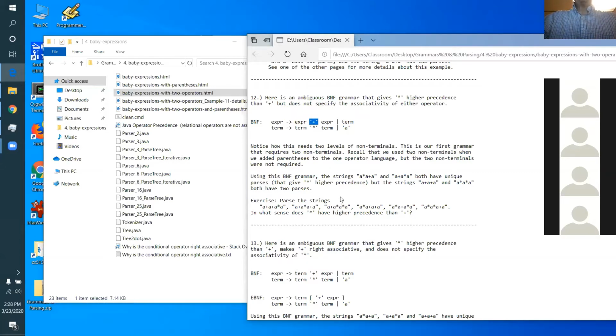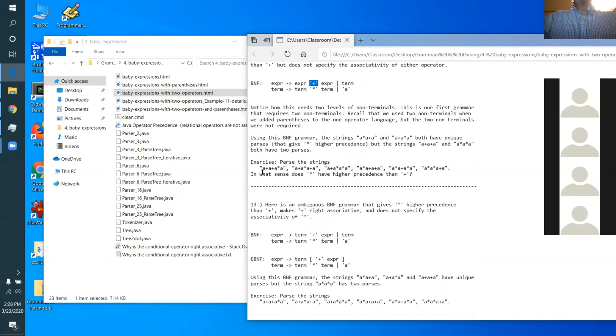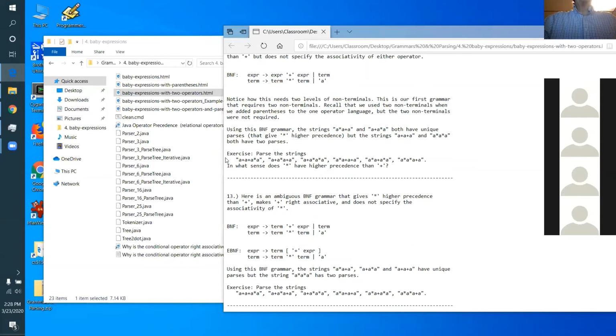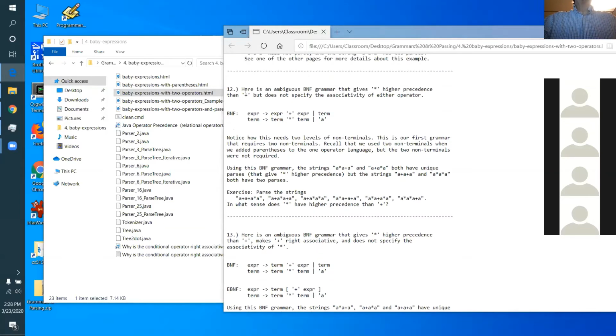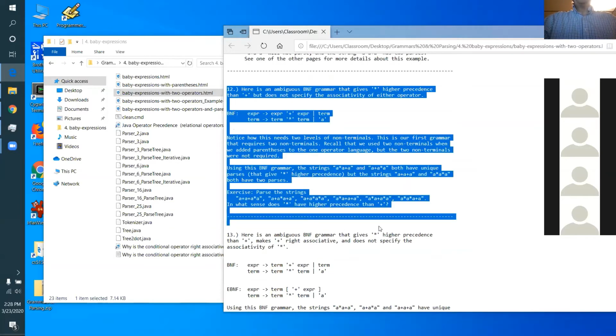Now, let's parse a string. Let's parse that string here. Let me put this in an editor. It'll be easier to work with if it's an editor where we can change it.